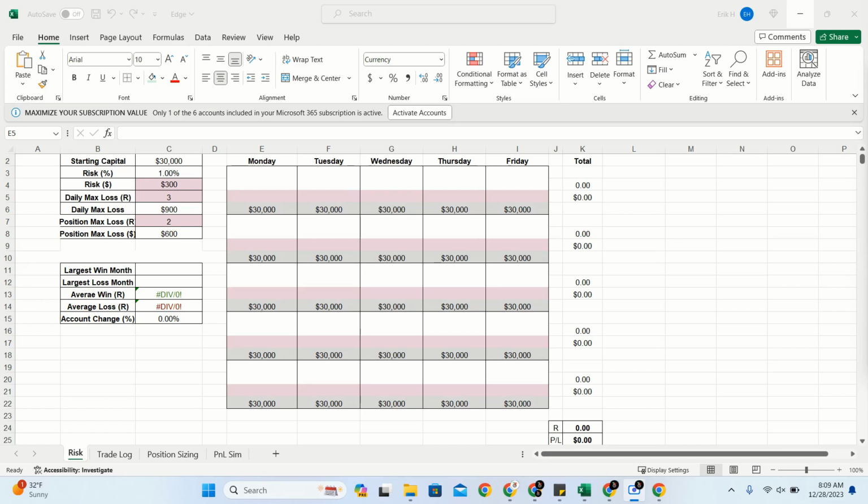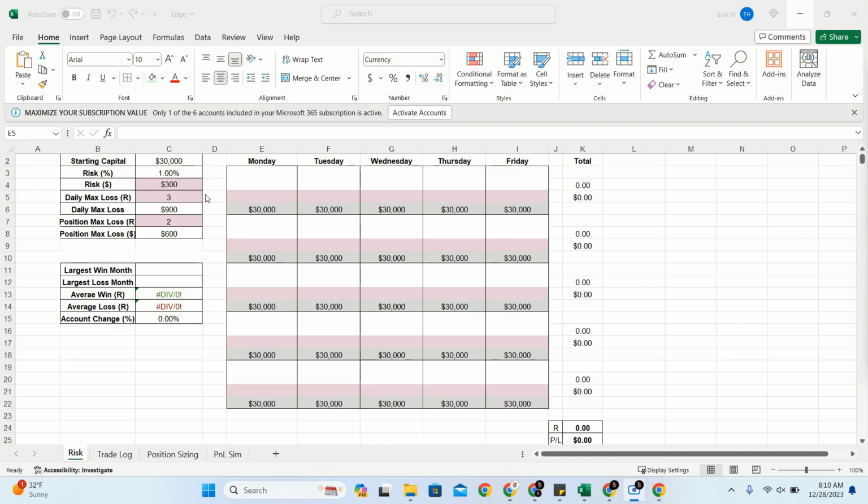How does this work? Account size, your risk as a dollar amount, your risk as a percentage that'll automatically calculate for you, daily max loss. This and position max loss are something that you need data over yourself to help you determine. I know for me, if I lose 3R in a day, mentally, I'm not in the right space. Anytime I'm down 3R, done for the day. It sucks, but I know that if I lose more than 3R, that number will get a lot worse.